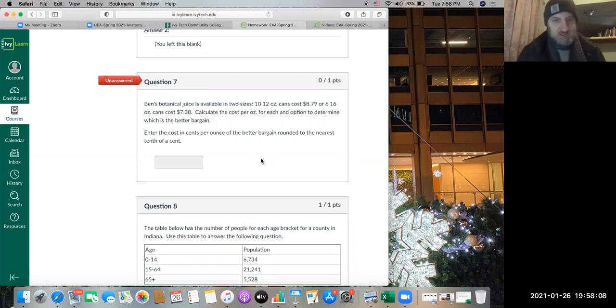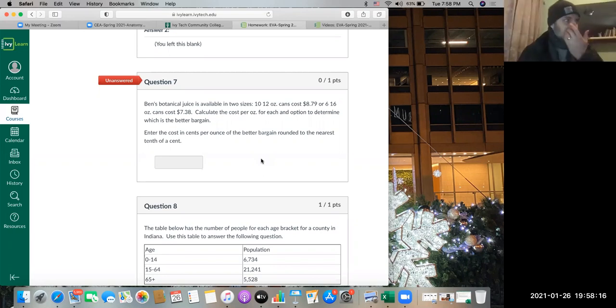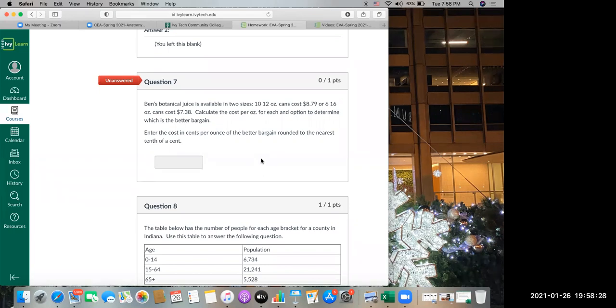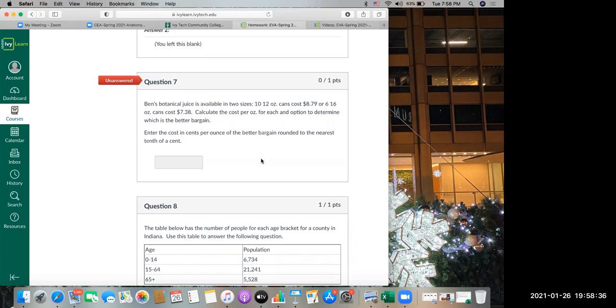But let's look at the two numbers. You've got cost per ounce, right? Mm-hmm. And so let's say that one of them ended up being 0.58, and the other one ended up being 0.79. What's a better cost per ounce? 0.58, because you want to spend less. Exactly. So that's what you're looking for. Which one of those is less expensive?